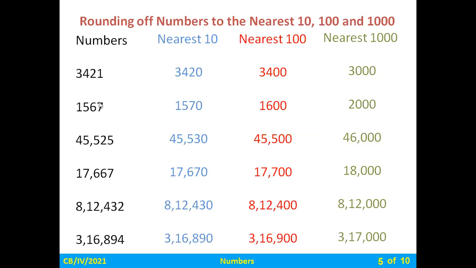Now here you can see it is greater than 1,500 because this number lies between 1,000 and 2,000. So it got converted as 2,000.